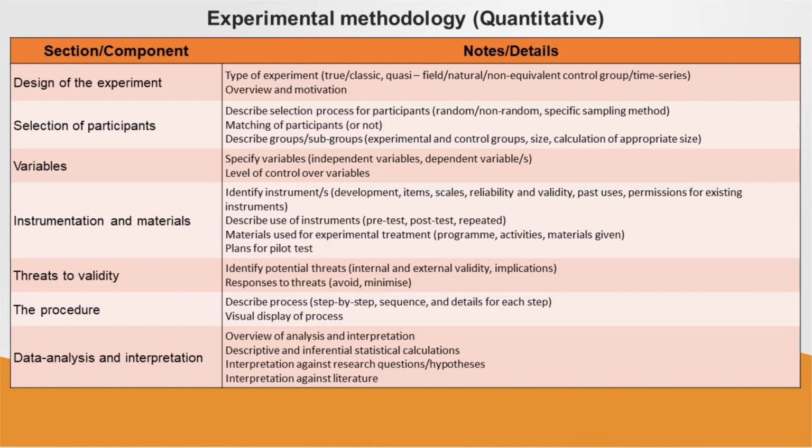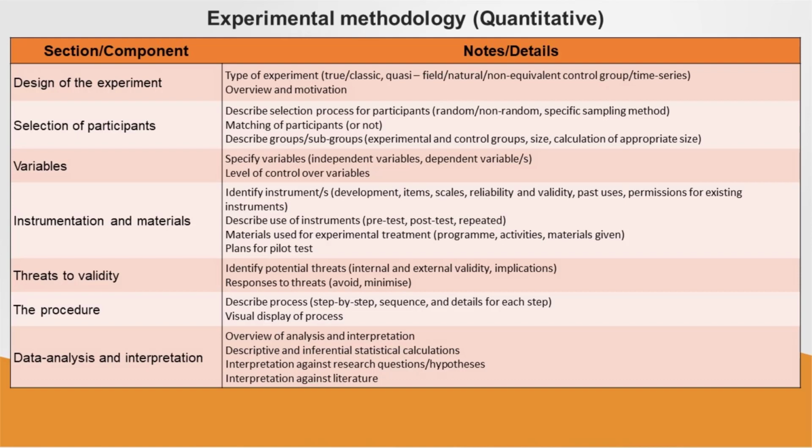Then instrumentation and materials. Identify the instruments, like the development of instruments, the items, scales, reliability, validity, past uses, permission for existing instruments, depending on what it is exactly, and describe your use of instruments, like in pre-test, post-test, repeated testing, whatever, and the materials used for the experimental treatment, like what program or activities or materials will be given to people, and also is there a plan for a pilot test.